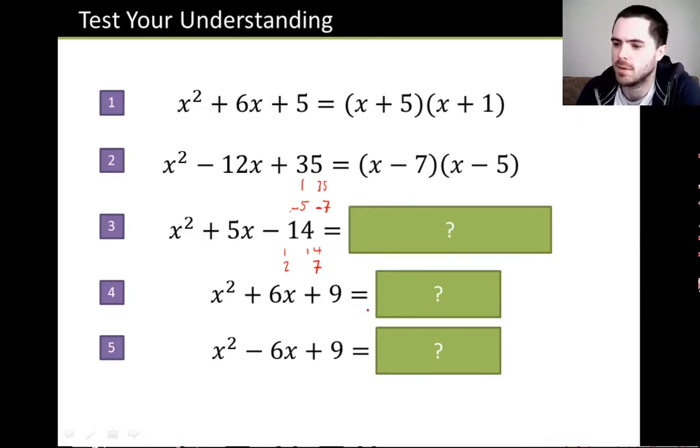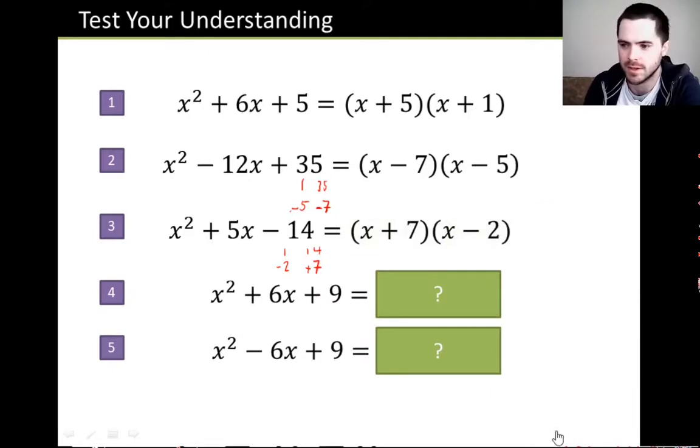So we notice at this point there's nothing we can do with 1 and 14 to get 5. With 2 and with 7, we can get a 5. We can do 2 take away 7 or 7 take away 2. 2 take away 7 would give us a minus 5. We don't want that, so we want a positive 7 and a negative 2. As in 7 take away 2 gives us 5. Thus, when we factorise, we have x plus 7 and x minus 2.